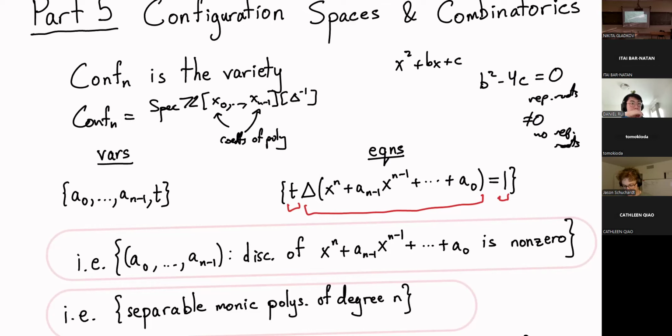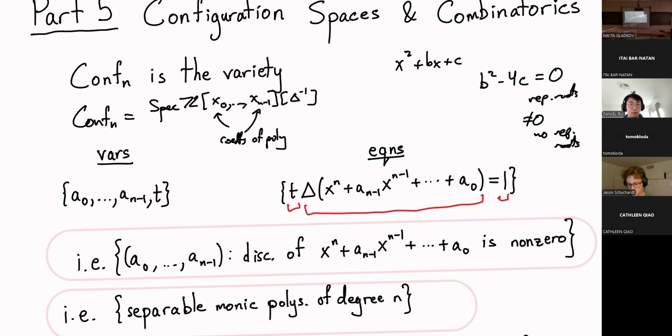Right, so these variables correspond to the coefficients of the equations. The x_0 through x_{n-1} are coefficients of the equations. So the points of Conf_n are going to be polynomials, and the coefficients of the polynomials are these guys, the x_0 through x_{n-1}. And then I formally invert, I adjoin delta inverse, where delta is the discriminant of that polynomial.